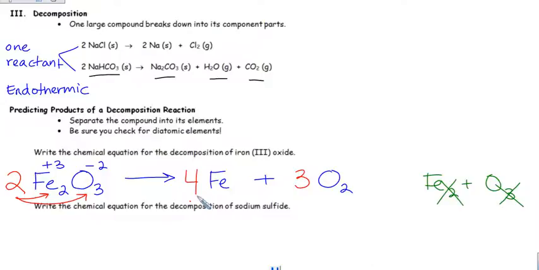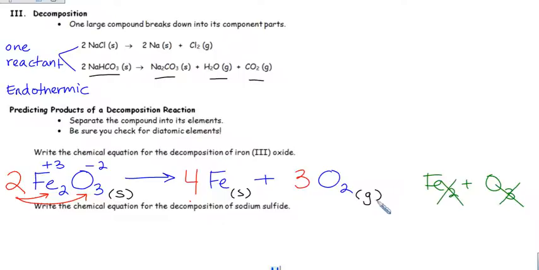There, done. And again, we would put the phase symbols in. Iron oxide is a solid, it's rust. Elemental iron is a solid. And this is O2, oxygen gas. Done. These are kind of fun, aren't they? If you can predict what kind of a reaction will occur, you can often predict the products.